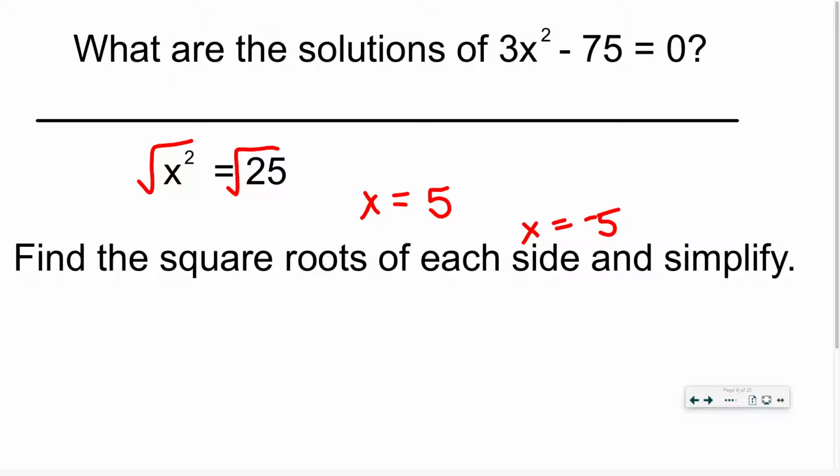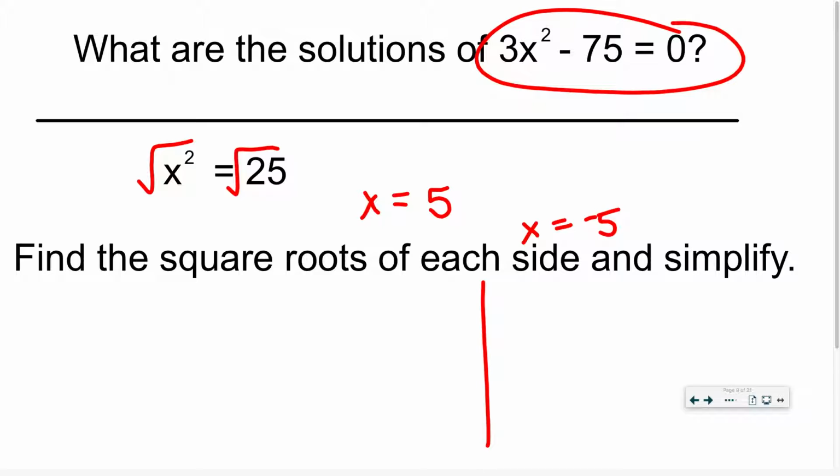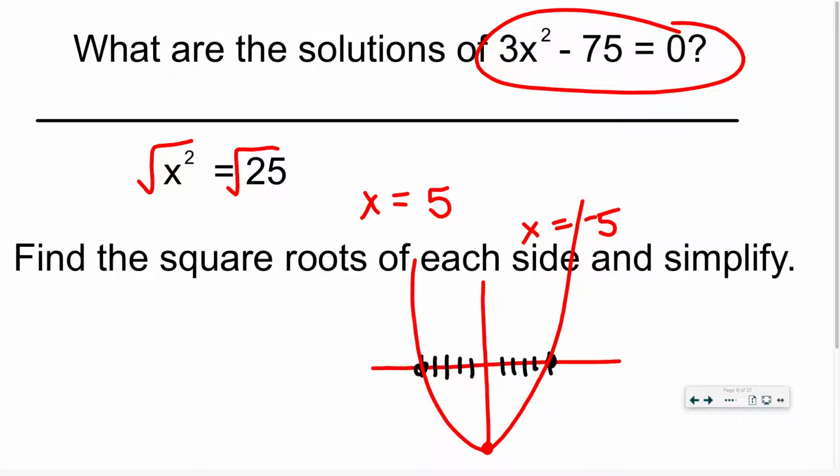So if I had to graph that, what would it look like? If this was my equation, what are some properties of the graph that you know? The y-intercept is at negative 75, way down here. What else? It's going to open upward. Our x-intercepts are going to be negative 5 and 5. So, looks something like that. Now, obviously, my negative 75 would be way lower.